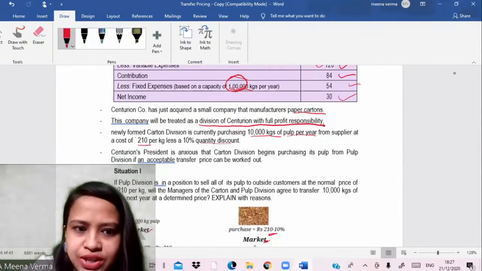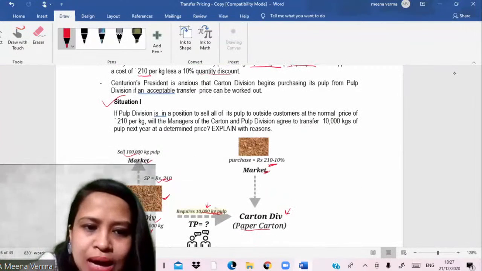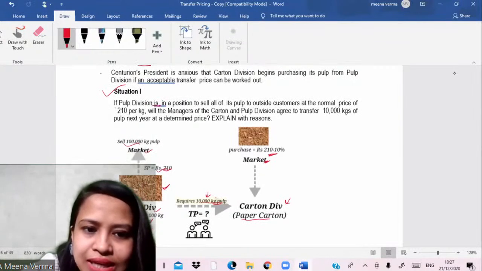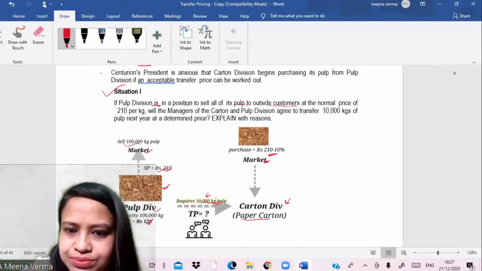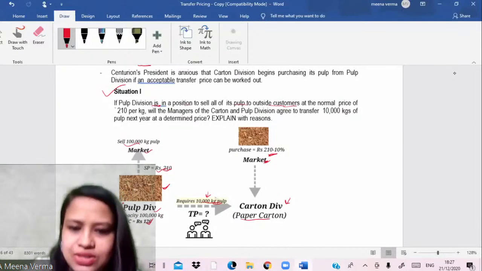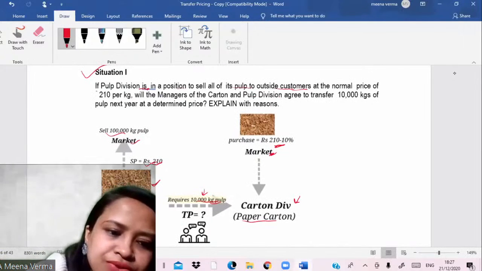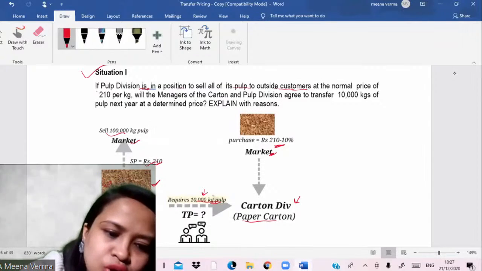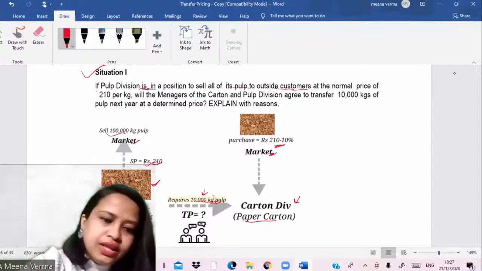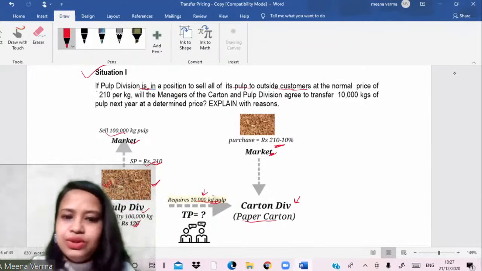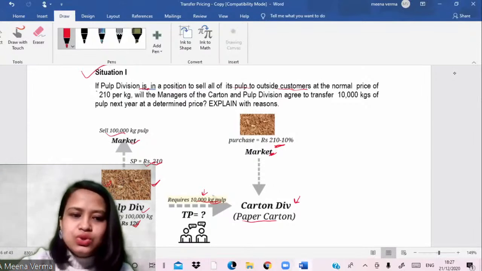So all the information is given. Now what is situation 1? If the pulp division is in a position to sell all its pulp to outside customers, you can see here, situation 1 is given. If this pulp division can sell all its units, they have the capacity to produce 1 lakh units, and they can sell all these units to the market.